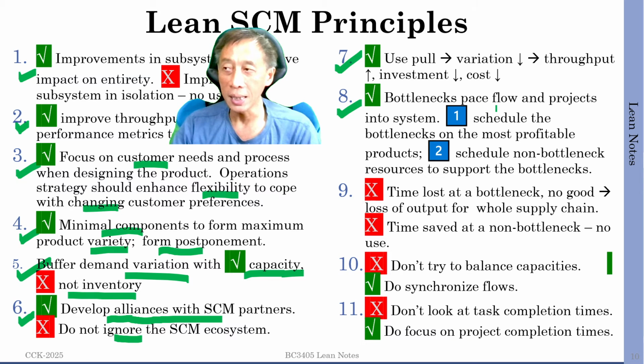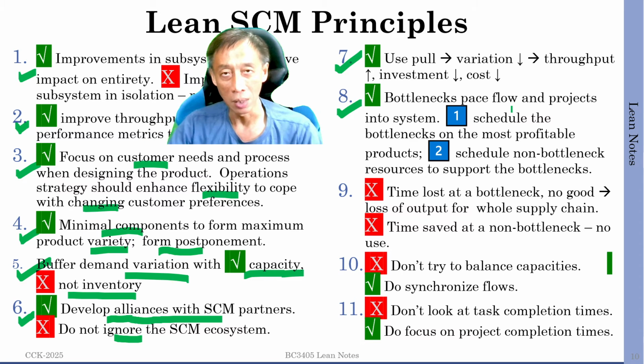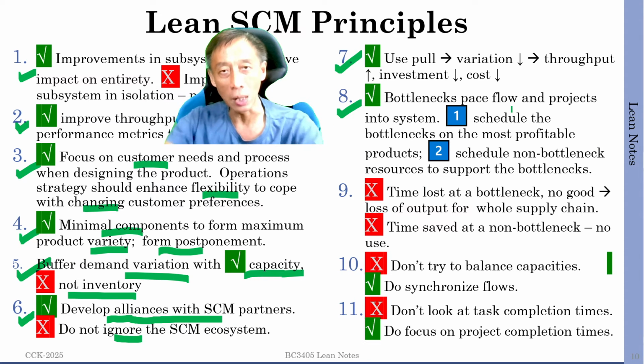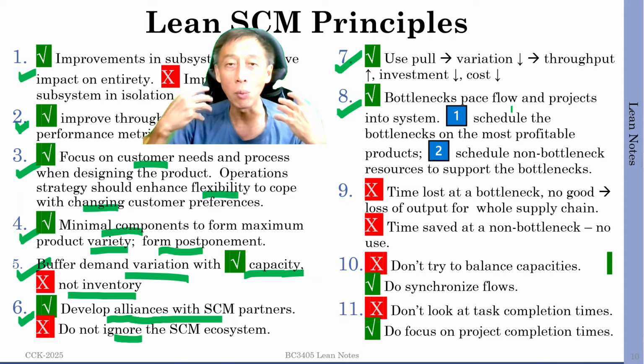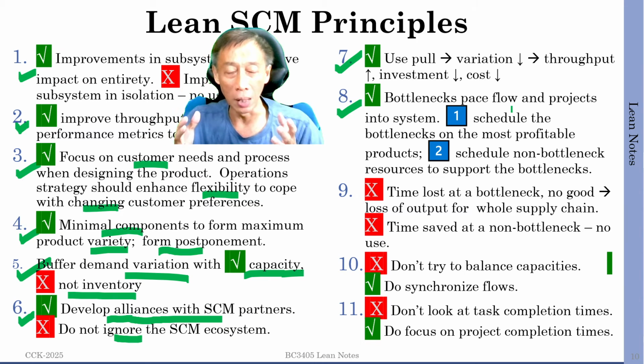Bottlenecks pace the flow. It's like a drum beat. Bottleneck is like a drum beat. Whenever it beats, boom, boom, boom, everybody follows. If you look at the dragon boat race, all the rowing occurs in synchronization with the drum beat. Boom, then all the rowers will pull, boom, boom. In between, they will push the oar forward, and then boom, boom, right? So only when all the rowers row in sync will the dragon boat speed ahead.